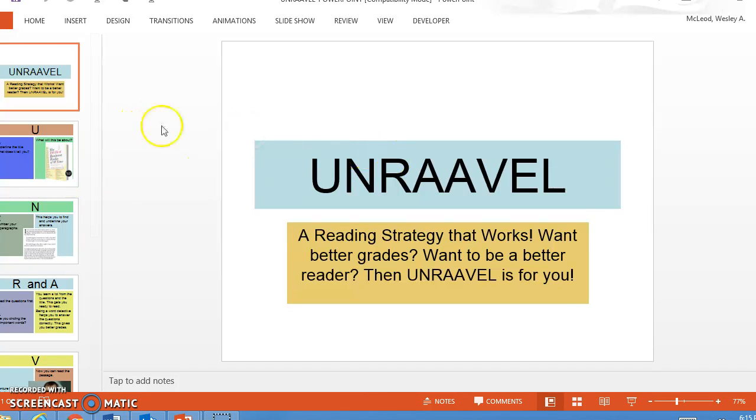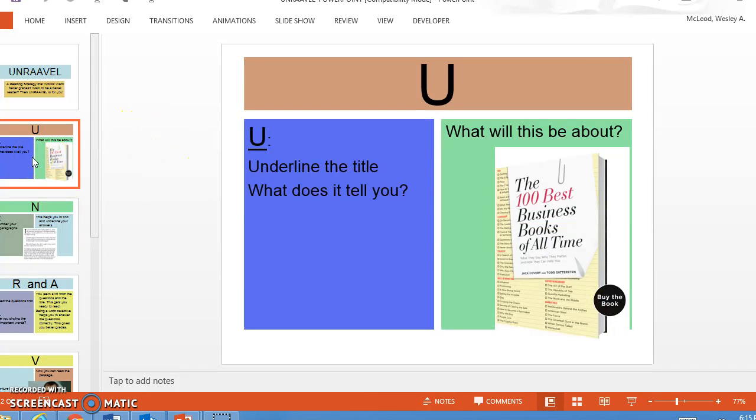So here we go. All right, so the U step, which means underline the title. Simply put, all you're doing is underlining the title of a text. It could be a homework, an assessment, whatever it is that I give, you're going to underline the title. All that does is help you ground yourself with what you're going to read. That's pretty much self-explanatory. It's not one of those things where it has a deeper meaning. You just underline the title.